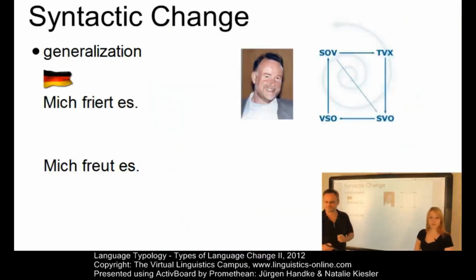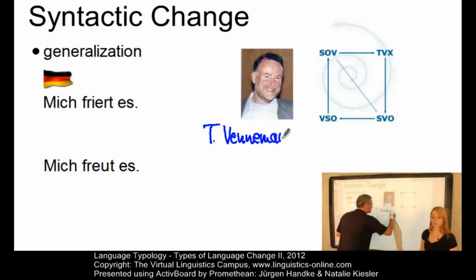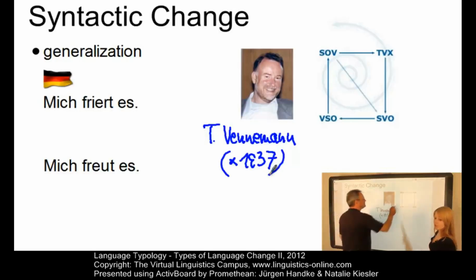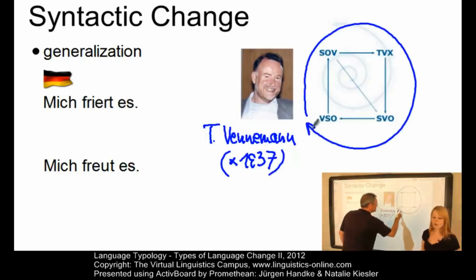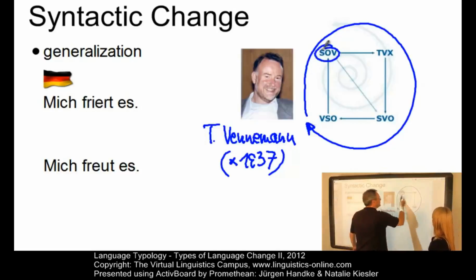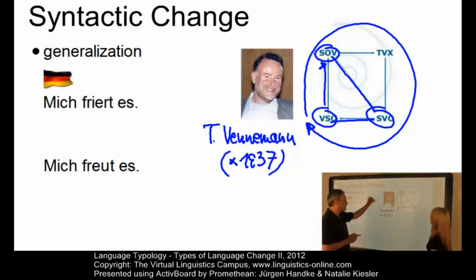According to the German linguist Theo Vennemann, who was born in 1937, languages that are in the process of changing their basic word order are referred to as being in a state of drift. This drift can be defined in terms of a cycle where a language changes its basic word order by means of a fixed sequence from SOV to SVO to VSO and so on. So we have SOV here, SVO, and then VSO, and back again. So here's the cycle.